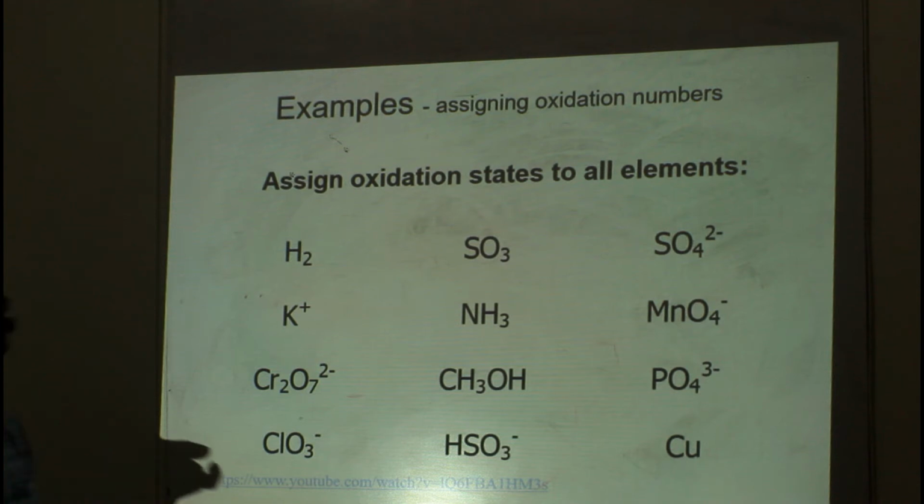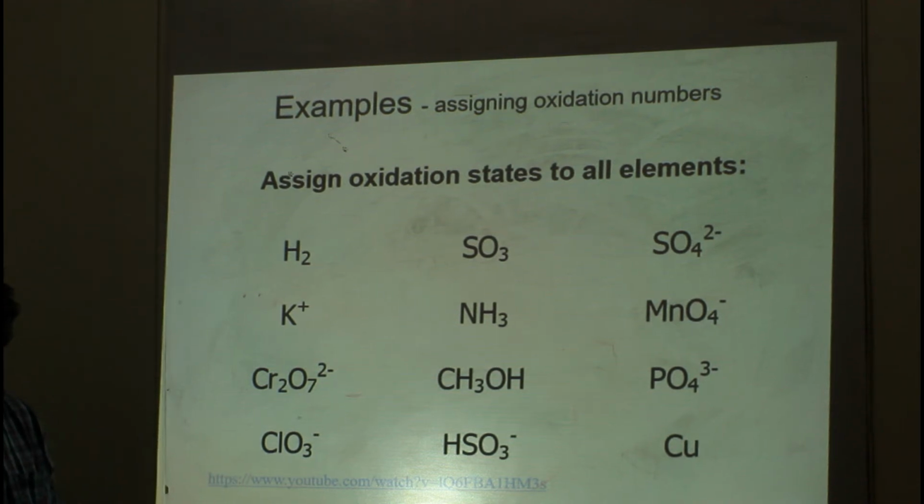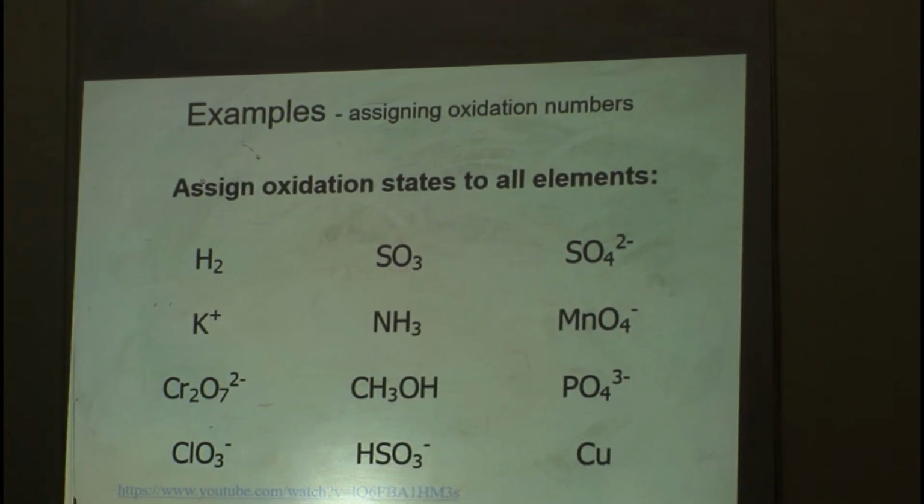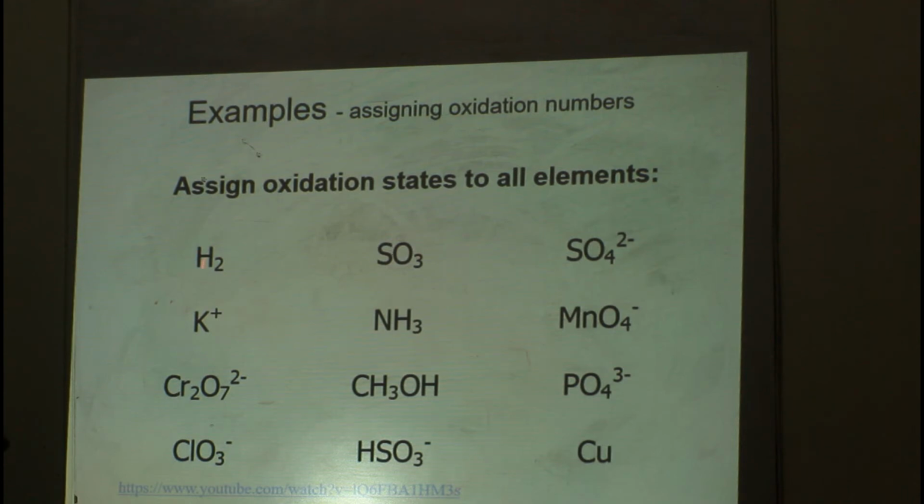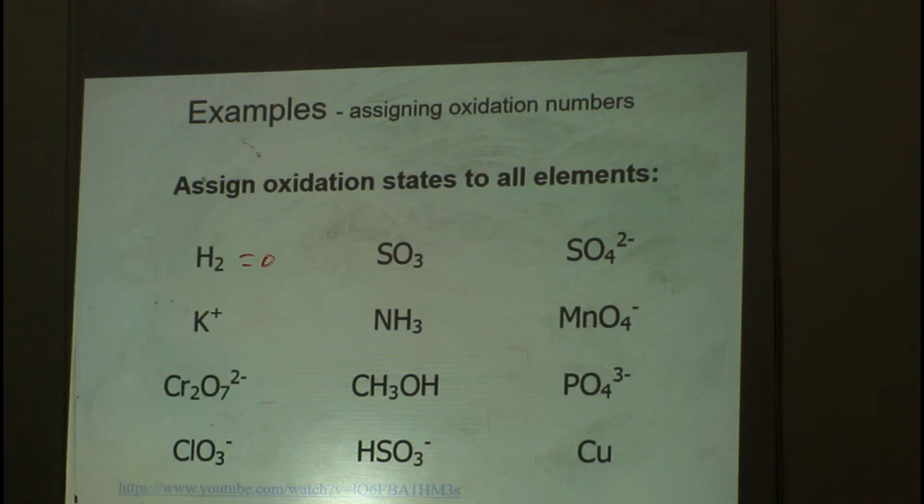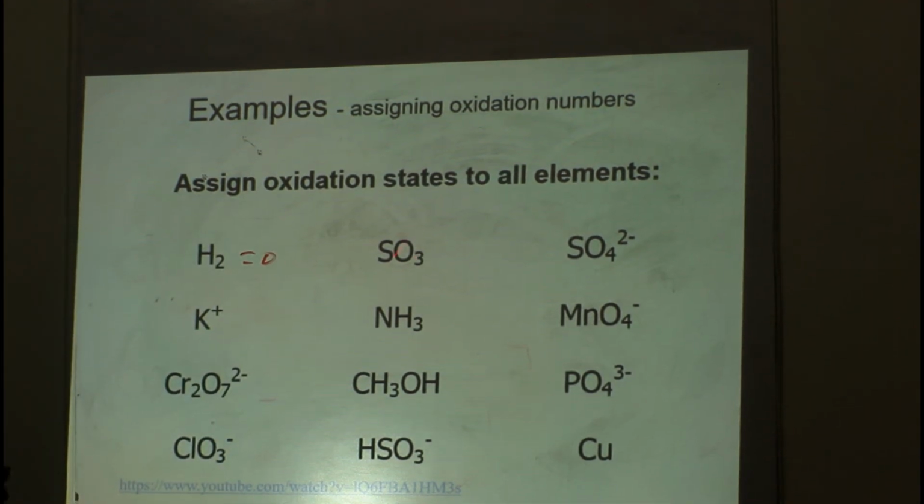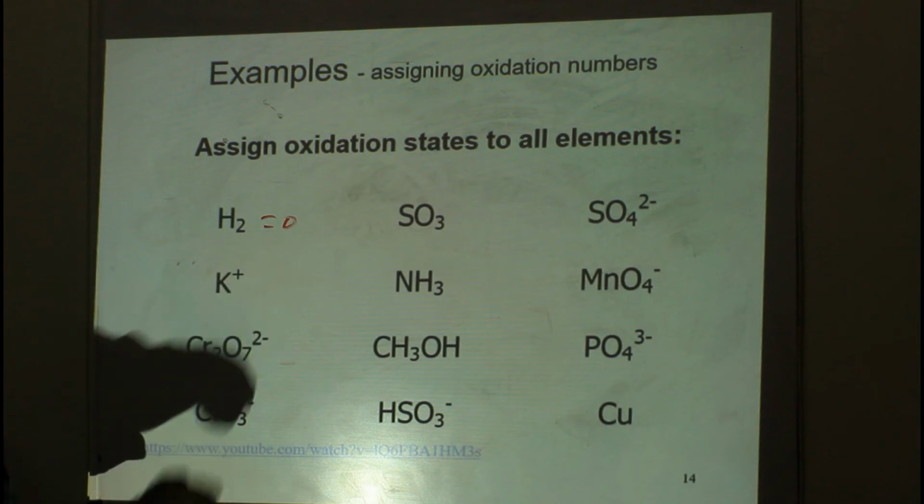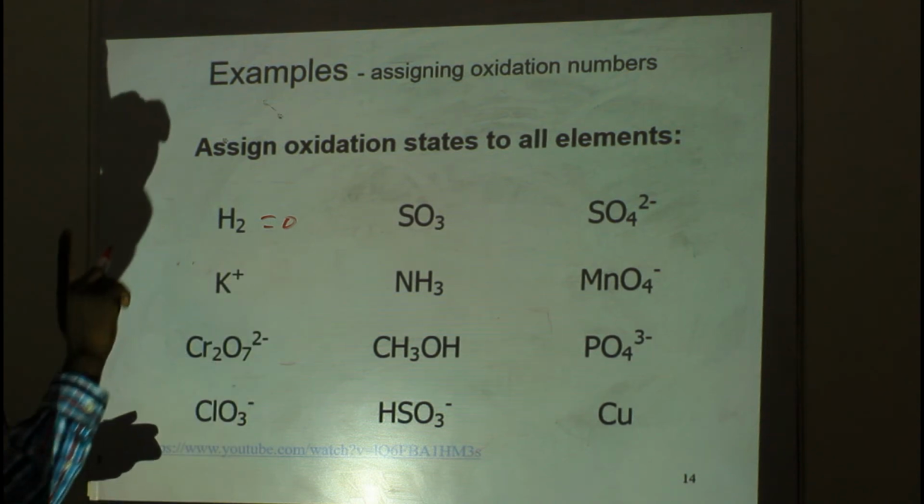Example, let's assign oxidation states to all elements. So let us look at the first one. We said this is hydrogen and it is found in an uncombined form, which means that naturally this hydrogen exists. So the state here will be 0. So hydrogen will be 0. Now let's look at the S and then the O. Here you realize that the oxygen is -2.